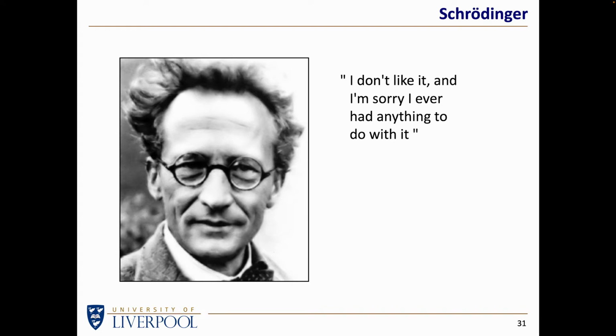"I don't like it. I'm sorry I ever had anything to do with it." Again, for somebody that 100 years ago built quantum theory, the fact that he says I don't like it is a reminder that even the people who built it found it difficult to understand why it worked. Why is it that atoms behave with mathematical predictions that tell us about the probability of events occurring? How do those atoms know how to behave? Why do they obey these rules? And why don't they obey Newtonian mechanics?